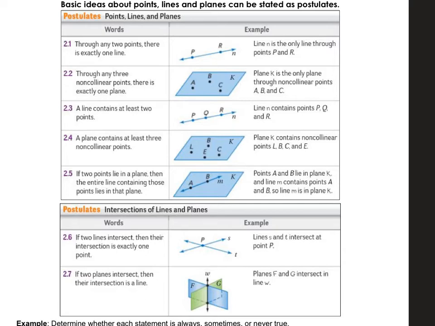Through any 3 non-collinear points, there's exactly one plane. And then 2.3 is a line contains at least 2 points. 2.4 is a plane contains at least 3 non-collinear points. And 2.5 is if 2 points lie in a plane, then the entire line containing those points lies in that same plane. Then we also have postulates for intersections of lines and planes. 2.6 states if 2 lines intersect, then their intersection is exactly 1 point. 2.7 states if 2 planes intersect, then their intersection is 1 line.